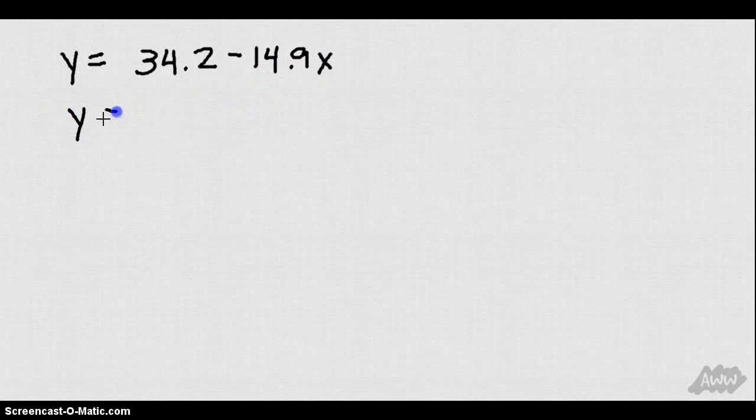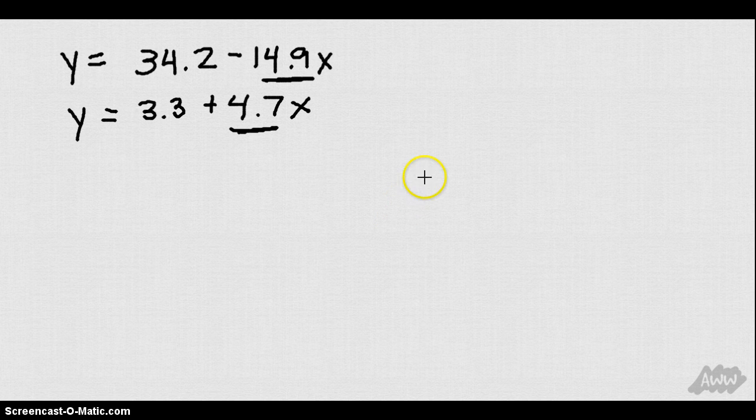same coordinate plane. So for instance, you could have y equals 34.2 minus 14.9x. You could have another equation, y equals 3.3 plus 4.7x. Notice they're both linear equations because they both have two variables to the first power. And these are a system if we graph them on the same coordinate plane. Since they don't have the same slope, if you look at their slope values, they are going to cross at some point. And where these equations cross is considered a solution.